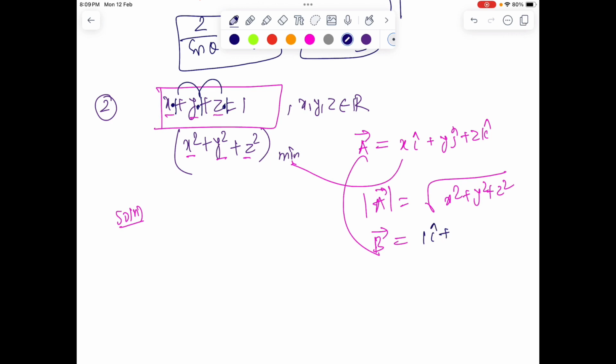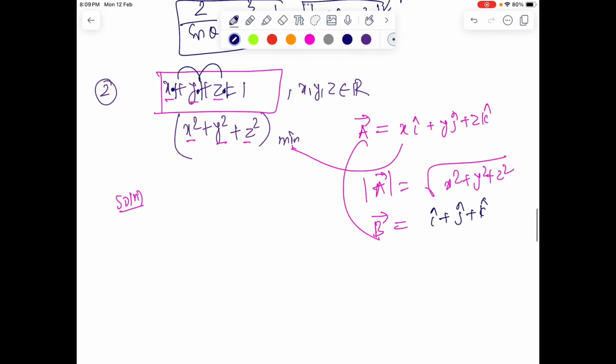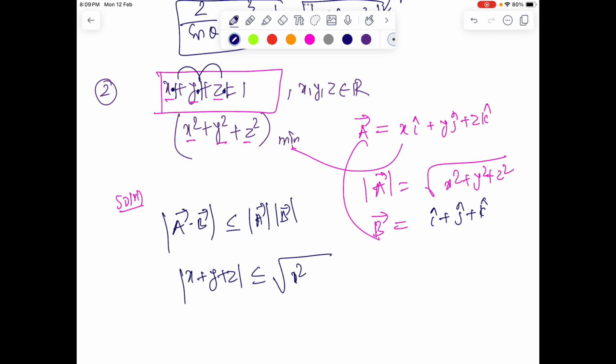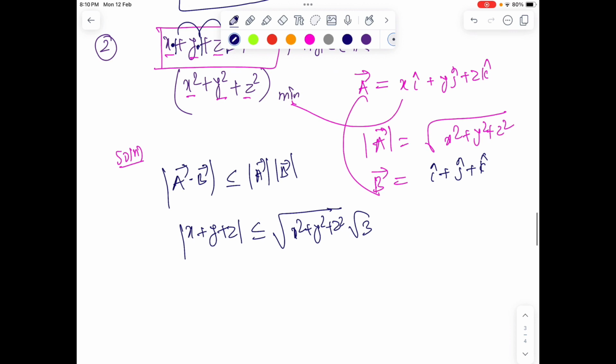Can you guess it? It's quite easy because with x nothing is there, so I can treat the coefficients as 1, 1, 1, and that gives a hint of taking vector b as i cap plus j cap plus k cap. Now simply apply a dot b. I will choose this mod a mod b, and we are done. A dot b gives you the magnitude of x plus y plus z. Mod a is root over what is being asked, and mod b is root 3.